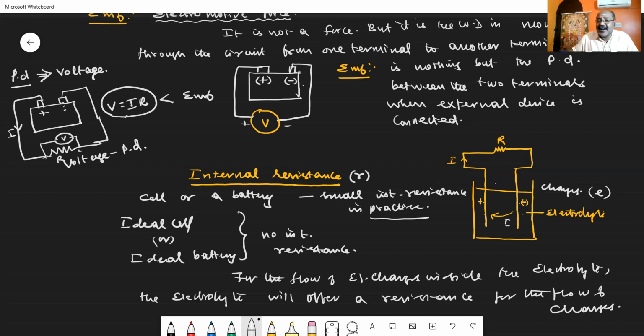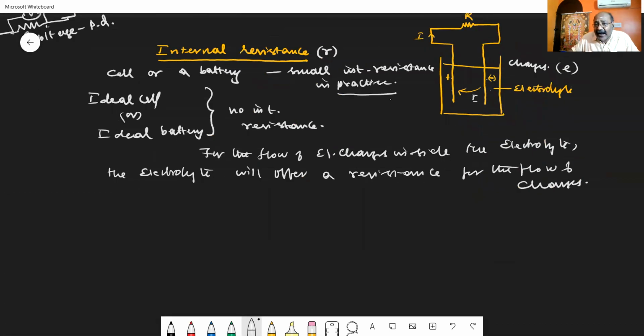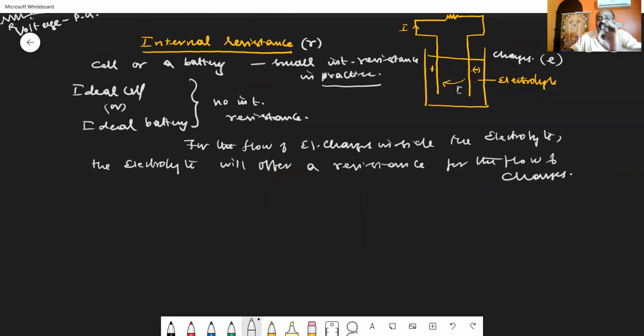That resistance offered by the electrolyte for the flow of charges is called the internal resistance of a cell. The internal resistance of a cell goes on increasing with aging.